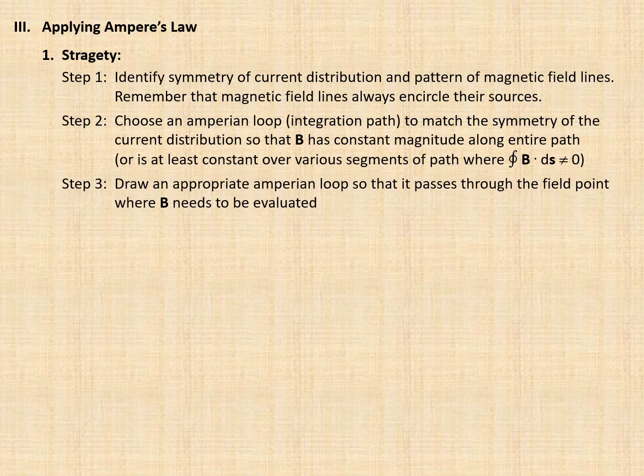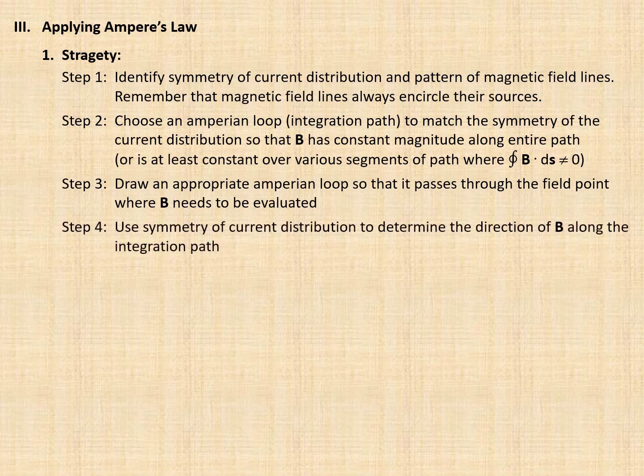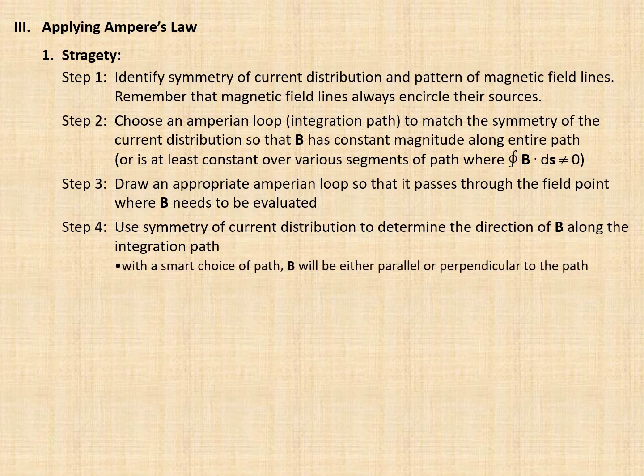Next, we draw an appropriate Amperian loop so that it passes through the field point where we're trying to find the magnetic field. We use the symmetry of the current distribution to determine the direction of the magnetic field along the integration path. As we said previously, with a smart choice of path, the magnetic field will be either parallel or perpendicular to the path, or perhaps anti-parallel. We use the right-hand current rule to determine the direction of the magnetic field lines.